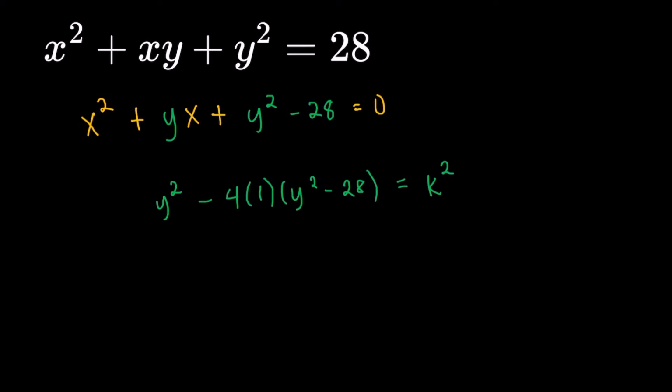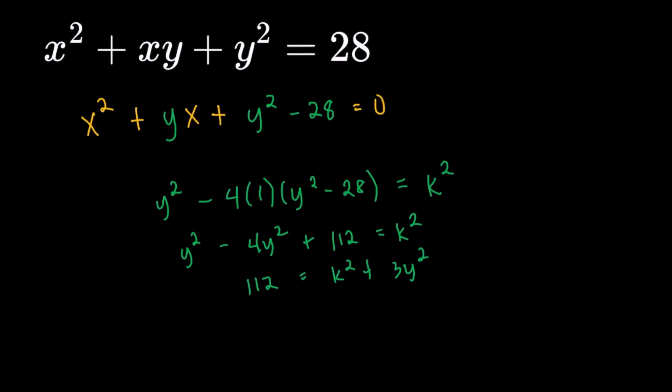Now, k is actually going to be a positive integer, because this thing on the left is an integer because y is an integer. So we can try to solve for integer values of k and y. All right, so let me just simplify the left side here. I'll get y squared minus 4y squared plus 112, that's going to be equal to k squared. So I'll have 112 is equal to k squared plus 3y squared.